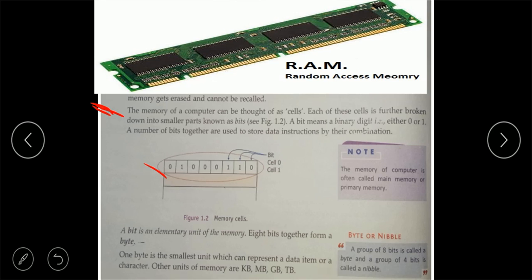Now what is a bit? A bit is an elementary unit of the memory. Further I will tell what are the memory units, the measurement units of memory. So first of all, what is a bit? A bit is an elementary unit of the memory, and 8 bits make 1 byte. Let us proceed to that topic.